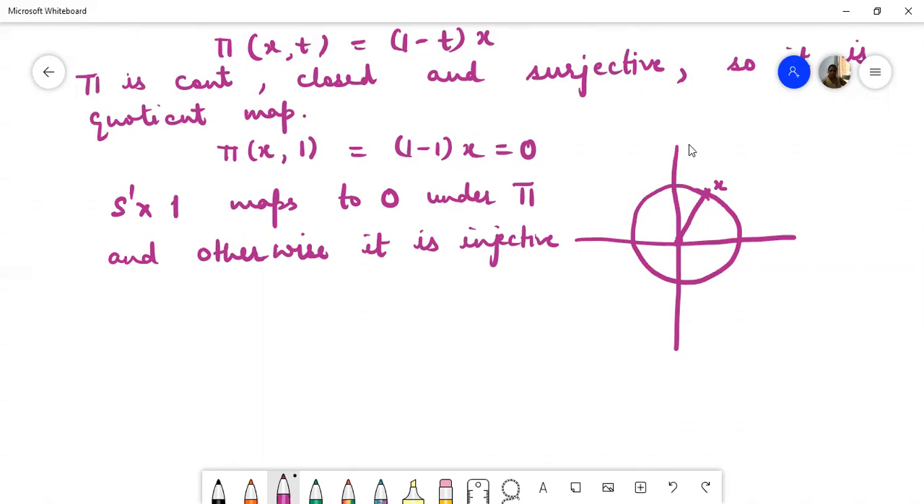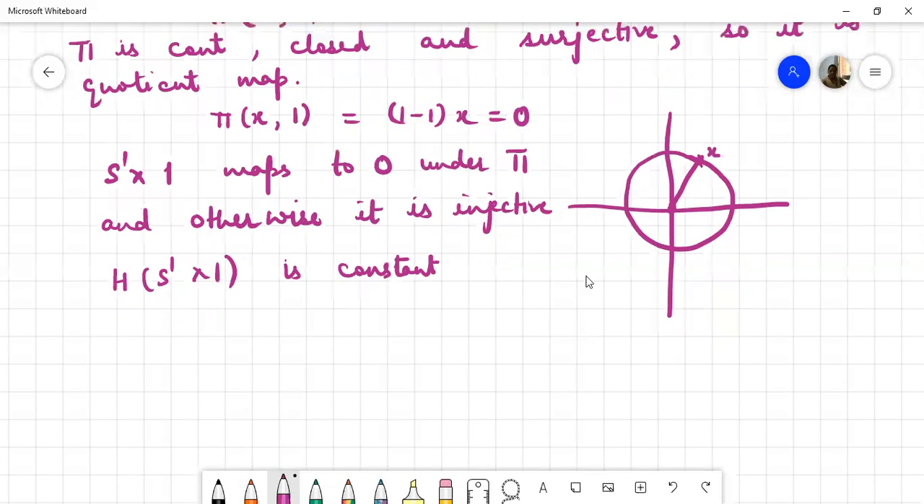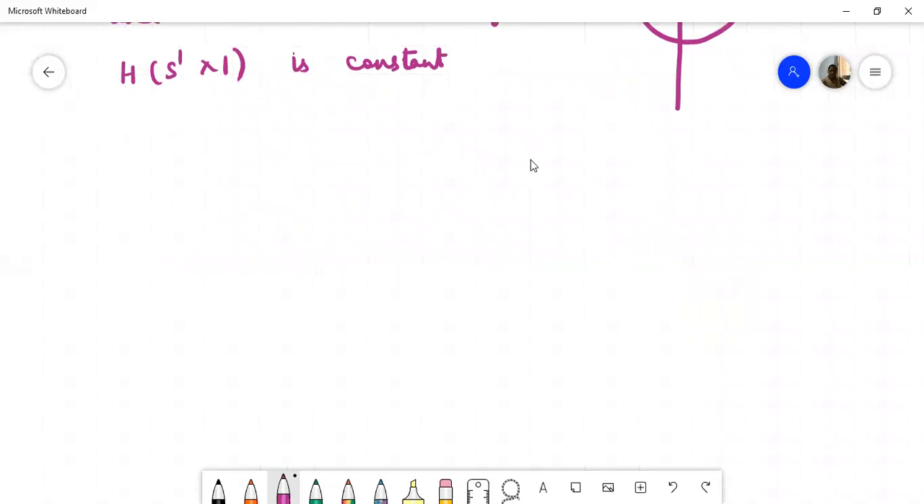Now we know capital H is a homotopy between H and a constant map. It means H of S1 cross 1 is also a constant. So now we can induce a mapping K from B2 to X, which is an extension of H, by the quotient map pi. So now let me explain it by a diagram. So now we can define K like this.